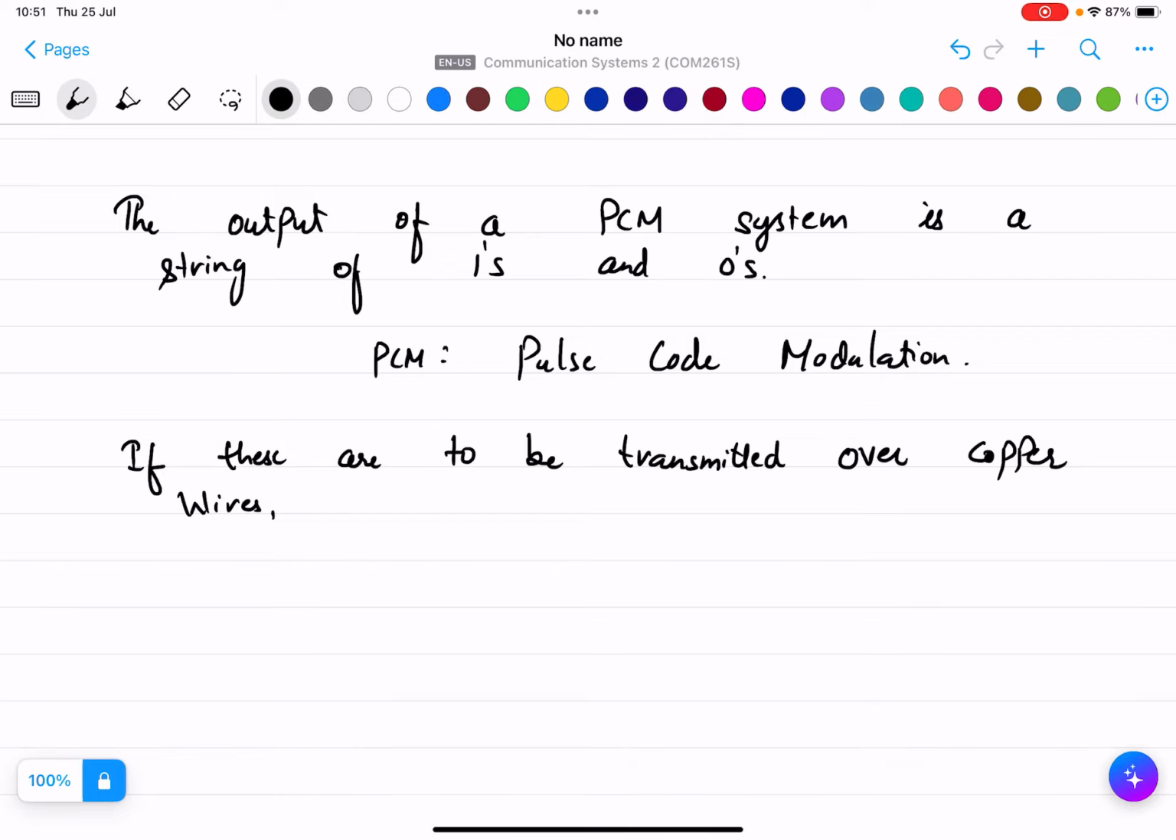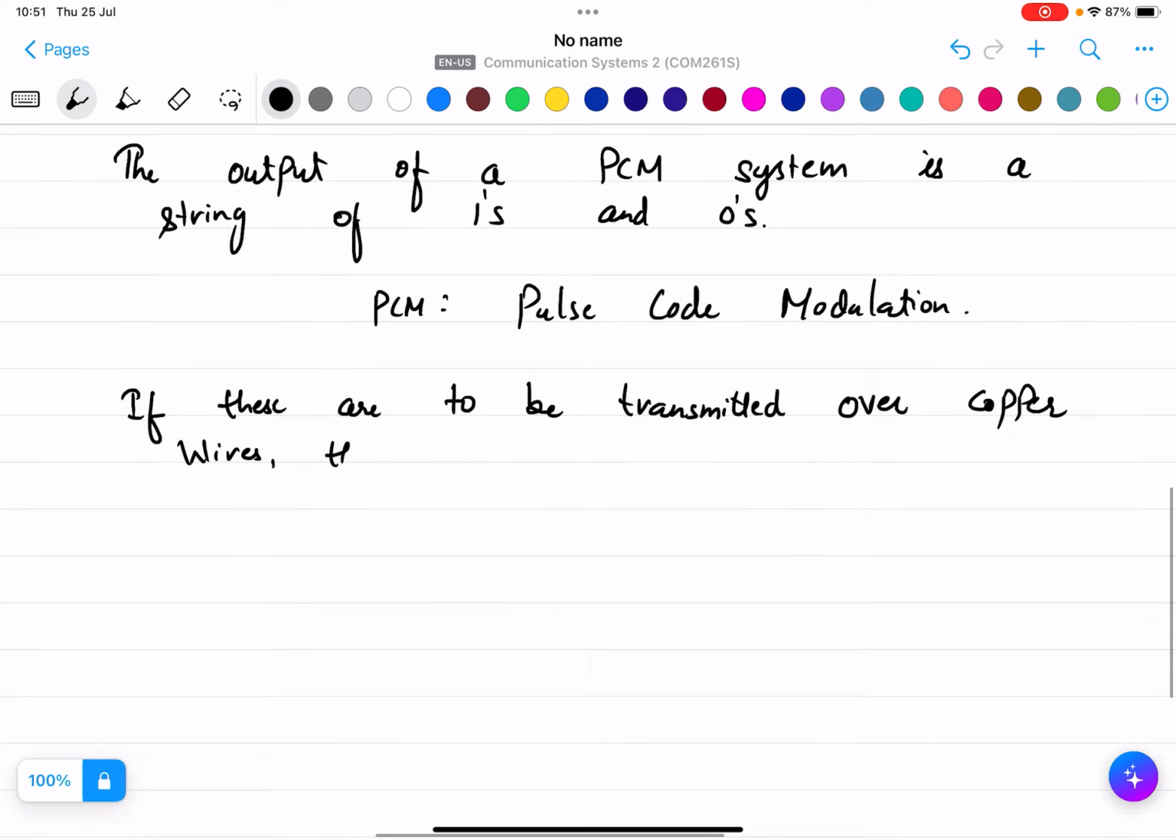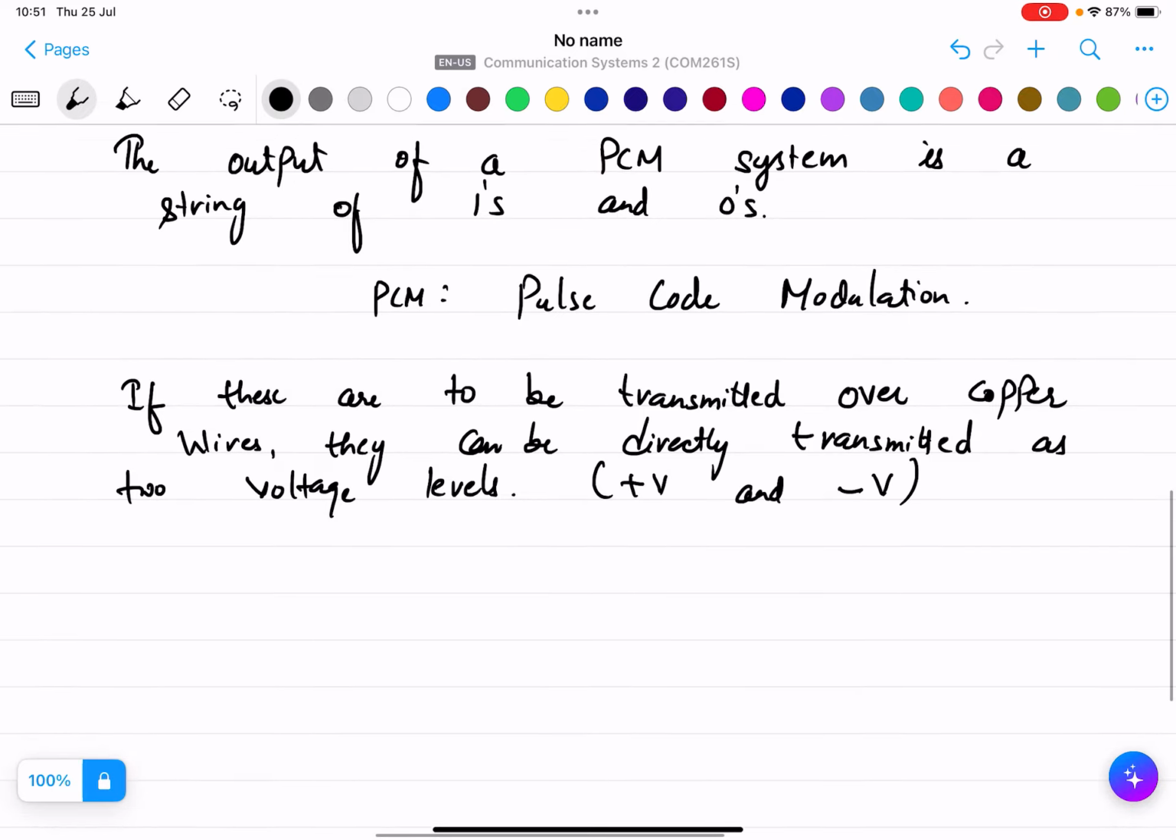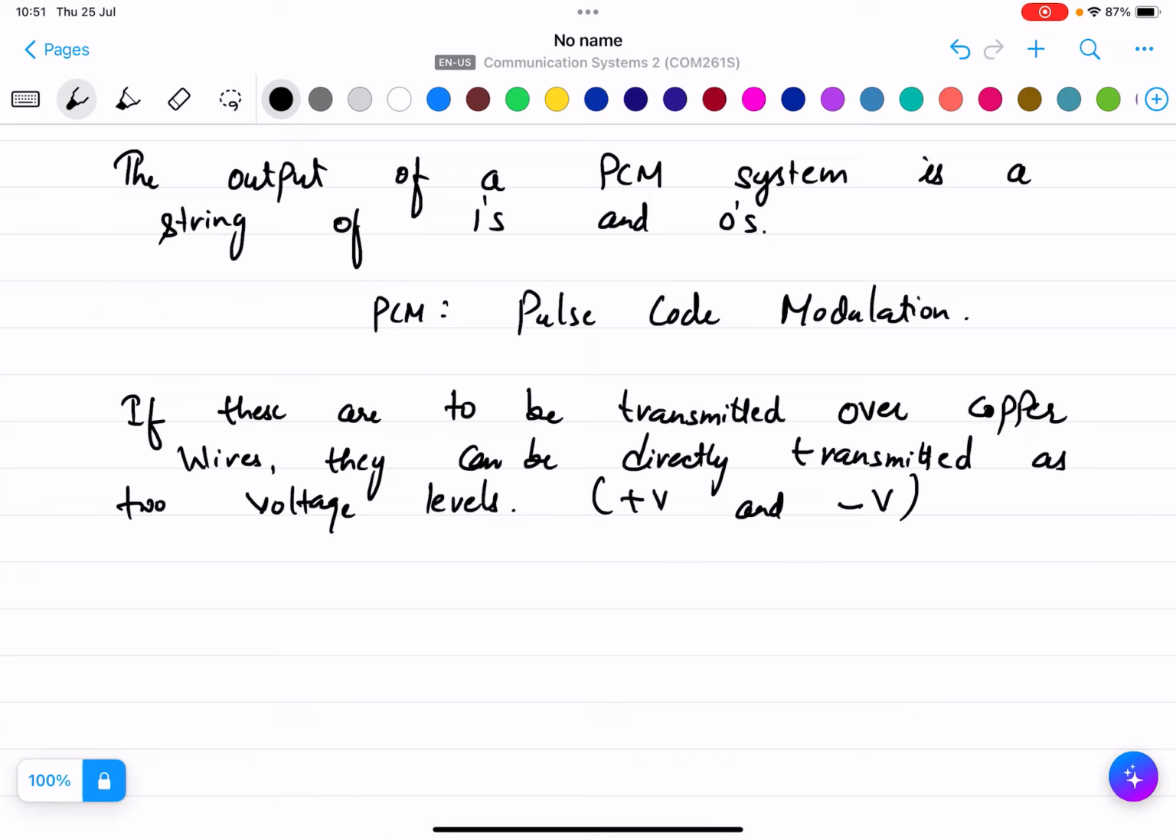So they can be directly transmitted as two voltage levels, which are plus V and minus V. So what does that plus V and minus V indicate? Basically, plus V is high voltage, minus V is low voltage. That means ones and zeros.